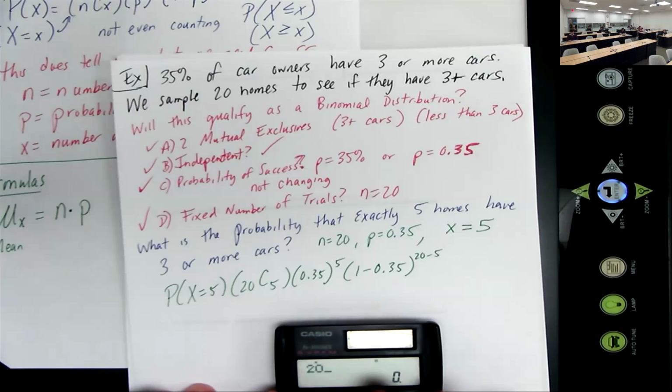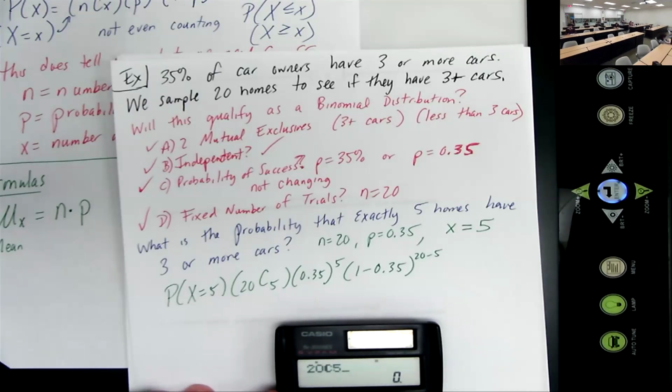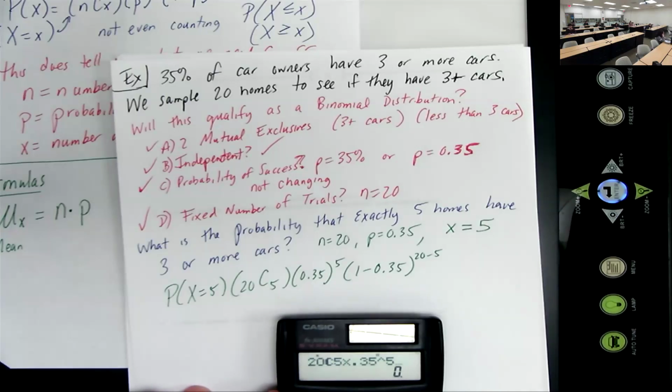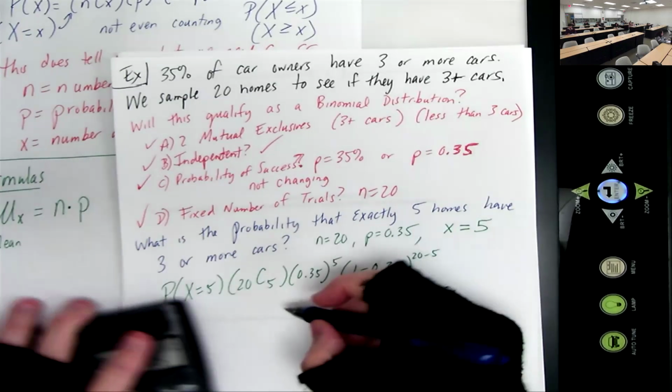I got 20 choose 5, and I'm going to multiply it by 0.35 to the 5th power. And then I'm going to do parentheses, 1 minus 0.35, parentheses, 20 minus 5 is 15, so to the 15th power. So this is telling me the answer if I do this by a calculator.